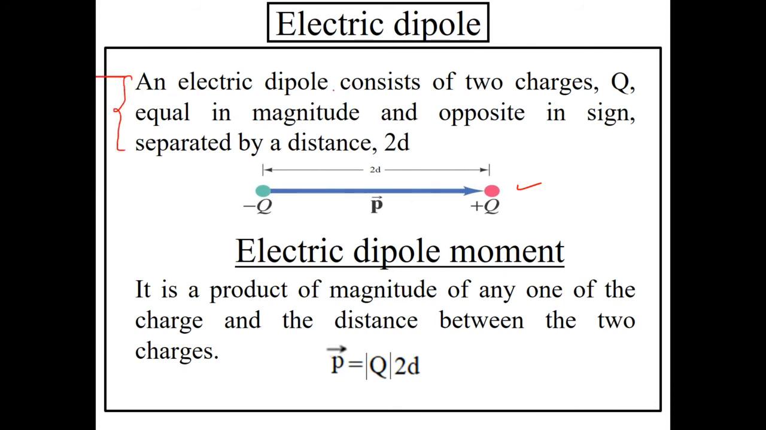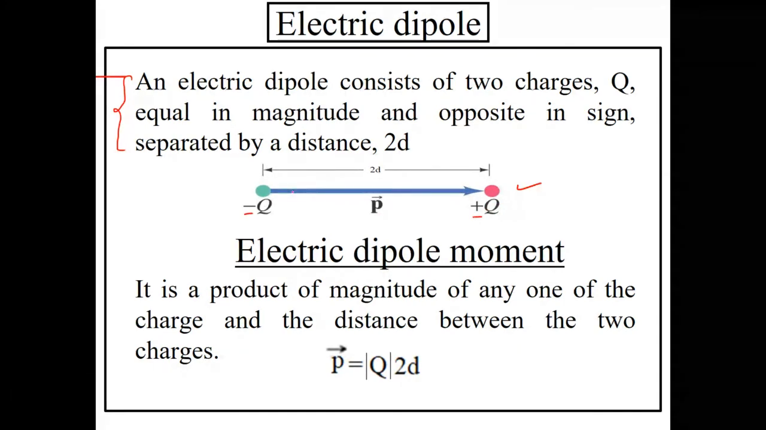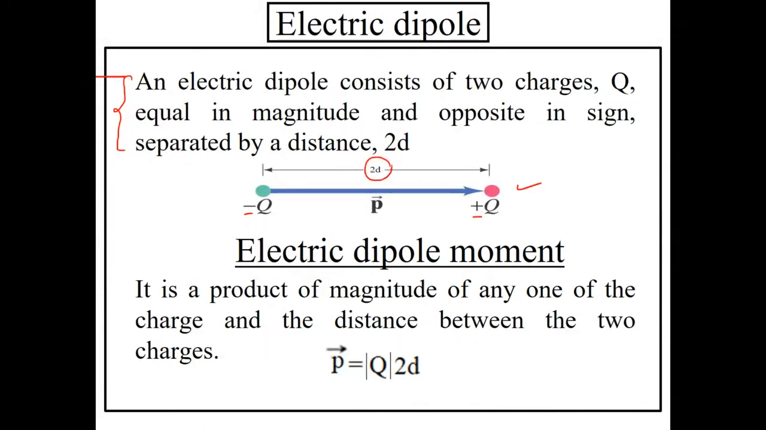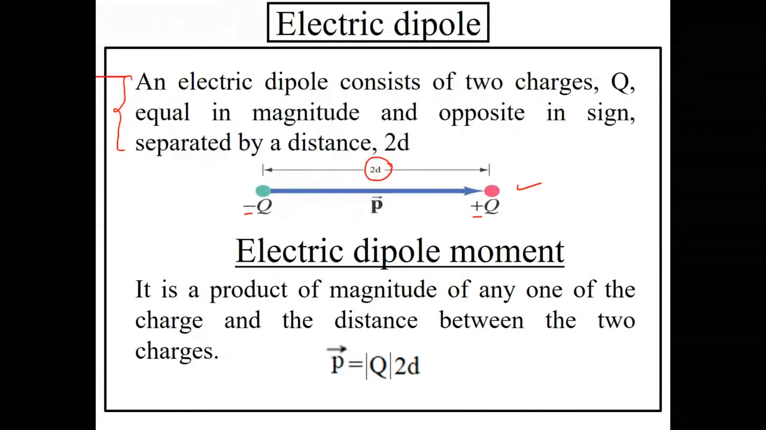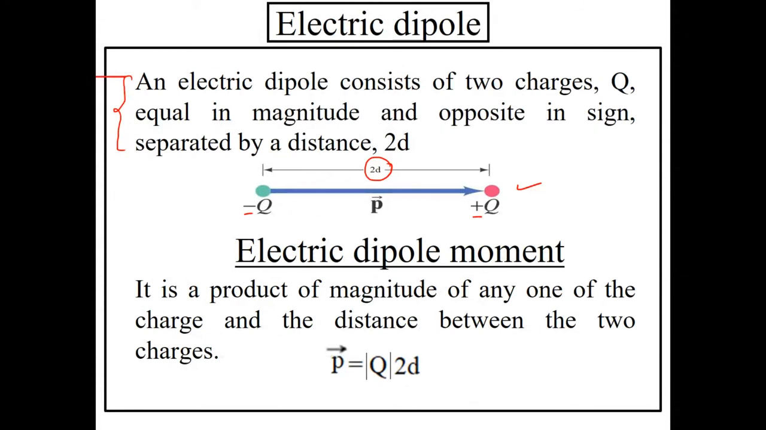An electric dipole consists of 2 charges Q equal in magnitude, opposite in sign. You can see here the electric dipole consists of 2 charges equal in magnitude. That means the value remains the same, but what is the sign? One is positive, one is negative. And these two charges are separated by a distance 2d. So two charges with the same magnitude and opposite sign, separated by some distance 2d, is called an electric dipole.